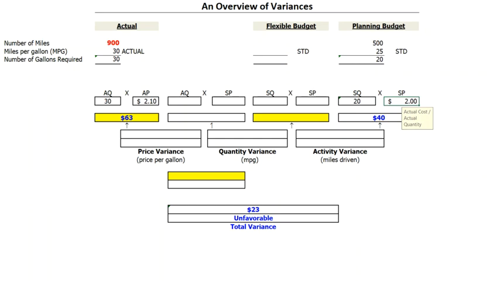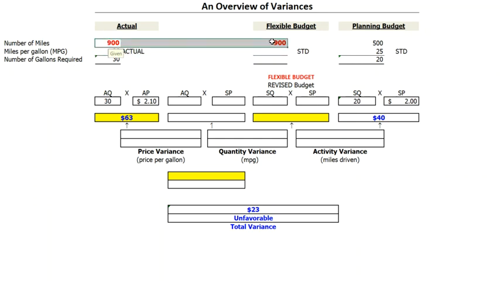The first step we need to take in evaluating this $23 variance is to prepare a flexible budget, or a revised budget. Our flexible or revised budget considers our actual number of miles that we drove. Again, we actually drove 900 miles. Well, if you had told me up front we were going to drive 900 miles, how much would we have expected to spend for gas? Recall, we expected to have 25 miles per gallon, which means we would have expected to purchase 36 gallons of gas.